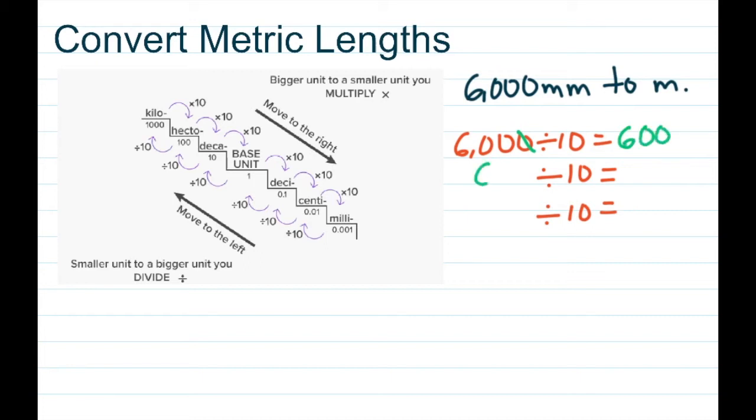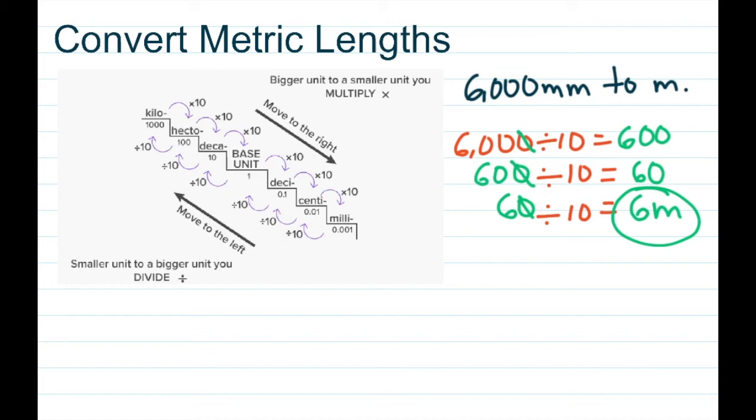Then 600 divided by 10 again, I take out another 0. So that's going to be 60. Then I'm dividing 60 again by 10, so I take out a 0. The answer will be 6. So 6,000 millimeters to meters equals 6 meters.